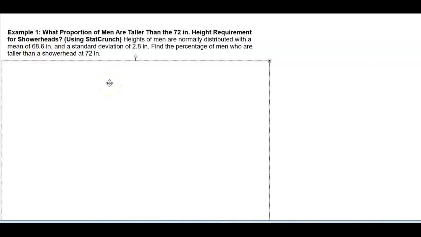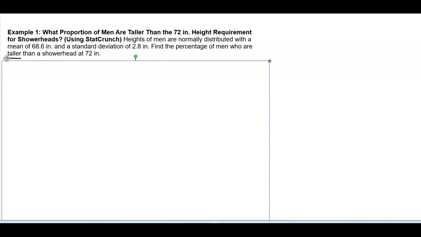Example 1. What proportion of men are taller than the 72 inches height requirement for shower heads using StatCrunch? Heights of men are normally distributed with a mean of 68.6 inches and a standard deviation of 2.8 inches. Find the percentage of men who are taller than a shower head at 72 inches.